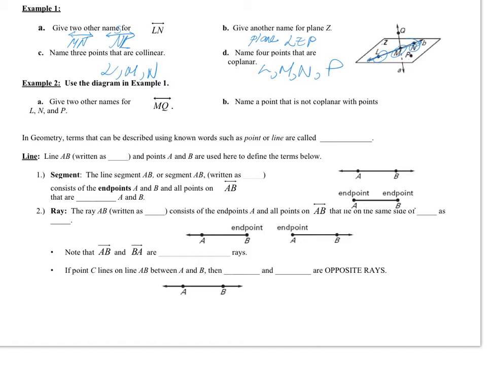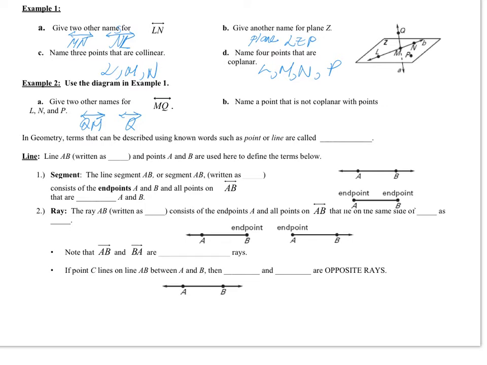Example 2, use the diagram in example 1. So same picture. Give 2 other names for MQ. So I could just switch the letters, QM, or simply Q with the line at the top of the letter.